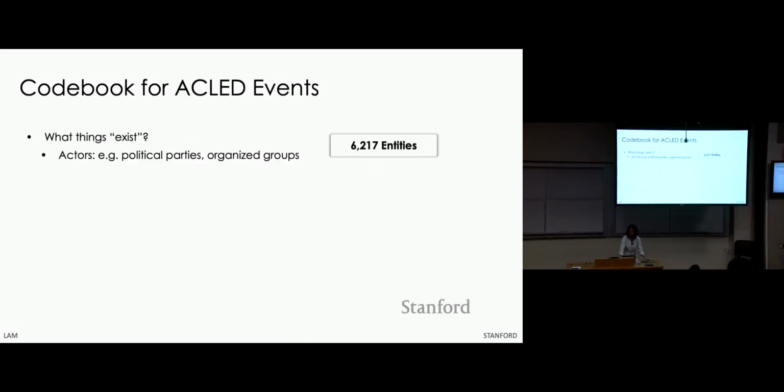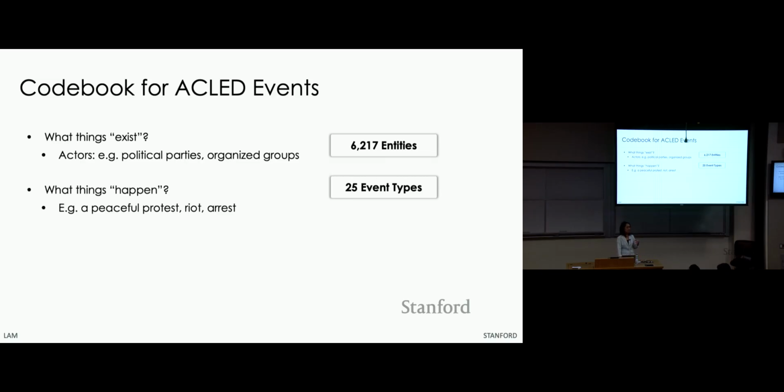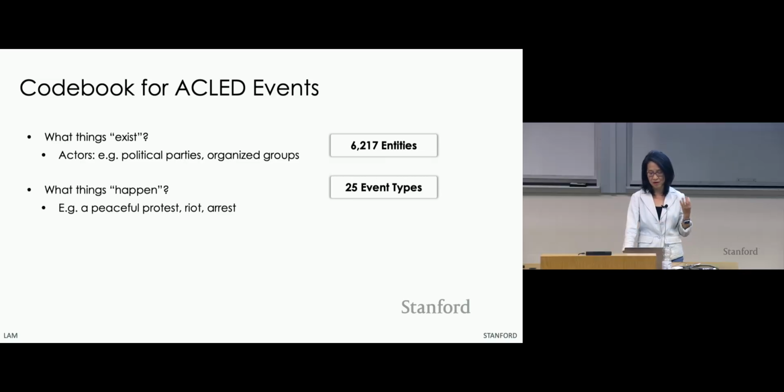I didn't finish it. So let's look at the high-level picture of the code book. First of all, like anything else, basically it's a bunch of relations between nodes. In this case, the nodes or the things are the actors, which are political parties and organized groups, and there are 6,000 of them around the world that they have identified. And the relations or the things that they care about are the events. They have come up with 25 event types.